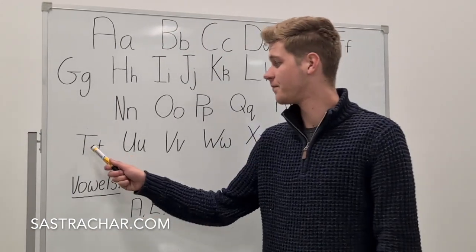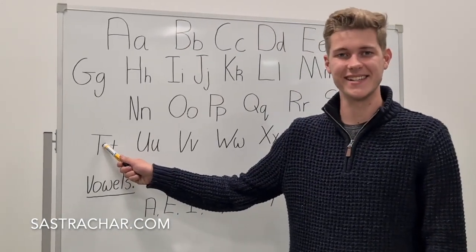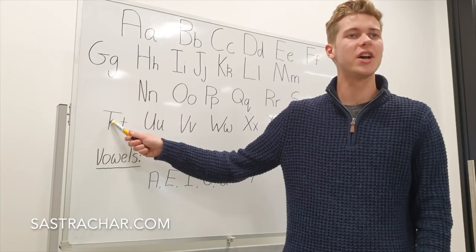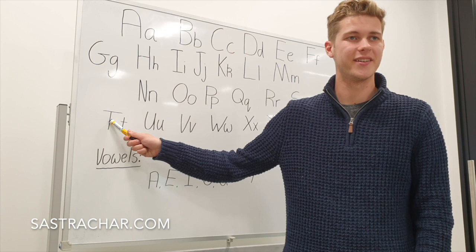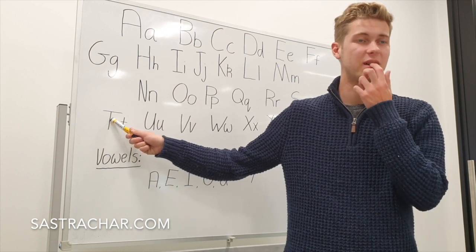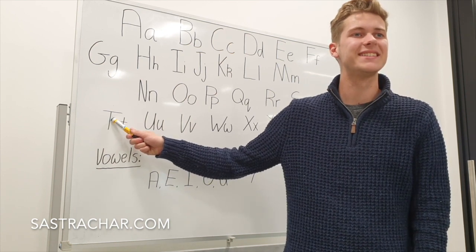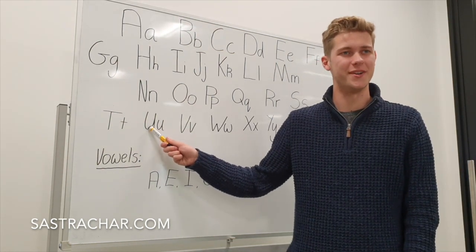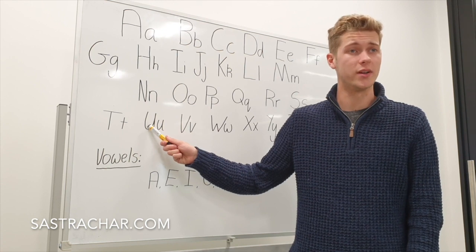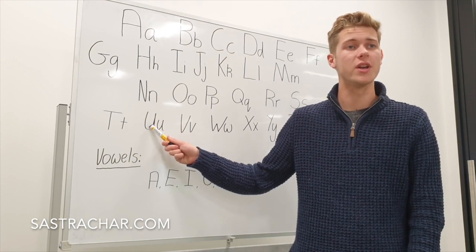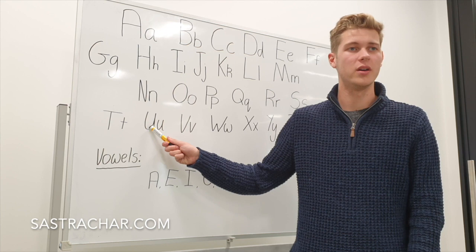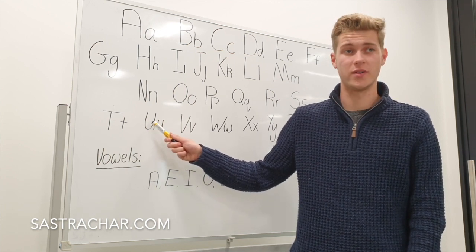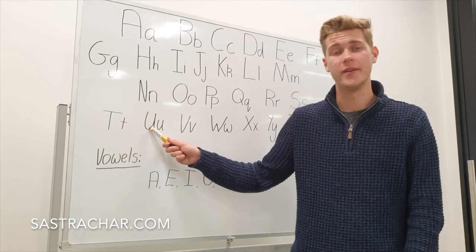Over this side, we have a T. The T goes T. Again, my tongue is coming up to my teeth. This here is a U. The U goes ah or oo. It's a U.